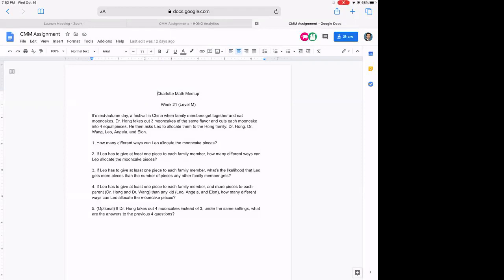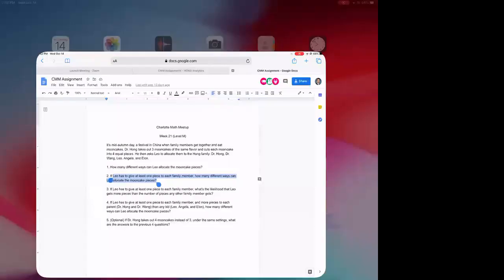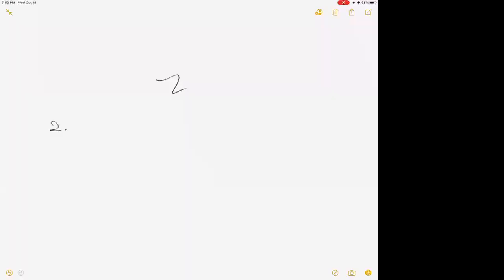So I want to start with the second problem. So it said if Leo has to give at least 1 piece to each family member. Okay, Leo has to give at least 1 piece to each family member. How many different ways can Leo allocate the mooncake pieces? Okay, so in total there are 12 mooncakes, 12 pieces. And Leo needs to give to 5 family members. At least 1 per person. 1 each. Okay, go ahead.